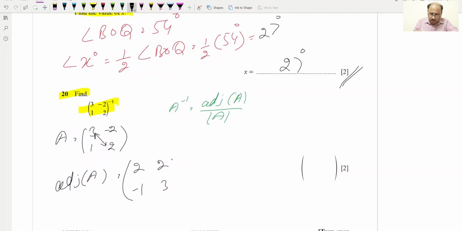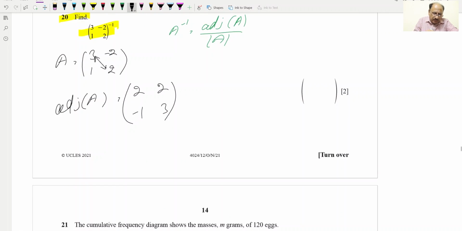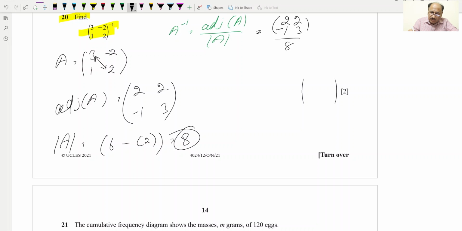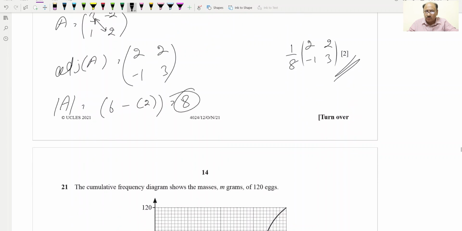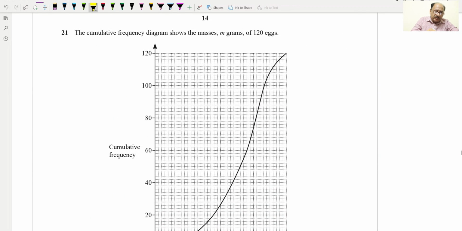So this will be our adjoint of A, and A mod will be what? A mod will be 3 into 2, which is 6, and minus 2 into minus 2 into 1 will be minus 2. So this will be equal to 6 plus 2 will be 8. So A mod is equal to 8. So adjoint of A over A mod, so we can write 2, 2, minus 1 and 3 divided by 8, or we can write 1 over 8 of this one. This will be our final answer for 2 marks. Hopefully you understood this. Question number 21.